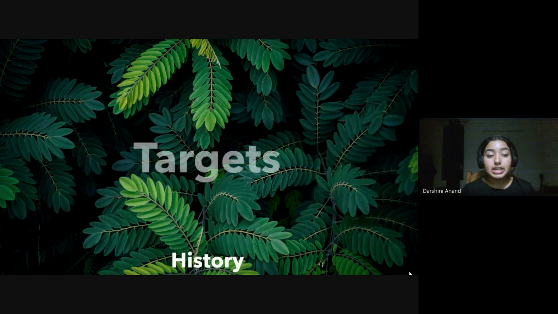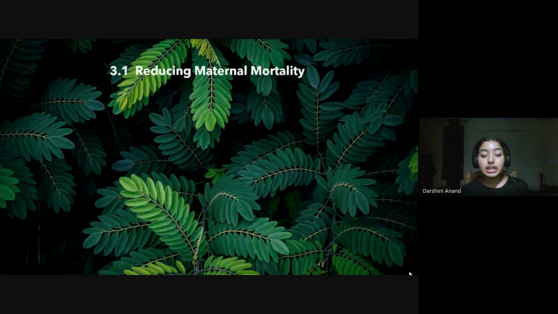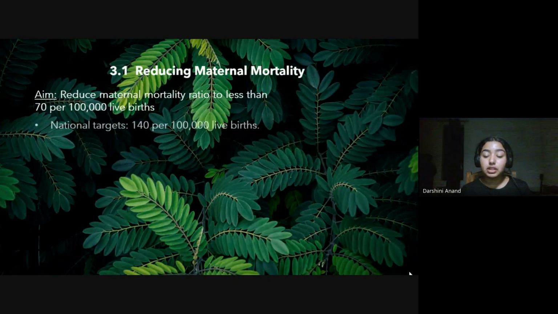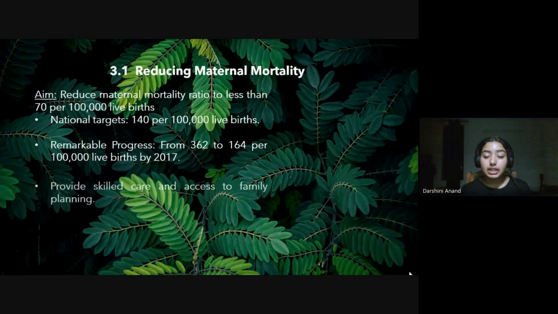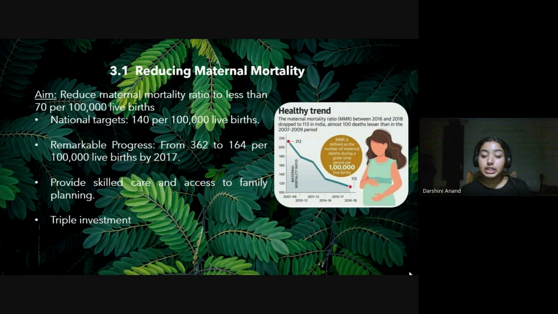Now moving on, let us take a look at the targets of the Sustainable Development Goals. The first target, target 3.1, is reducing maternal mortality. The aim of this target is to reduce the global maternal mortality rate to less than 70 per 100,000 live births by 2030.